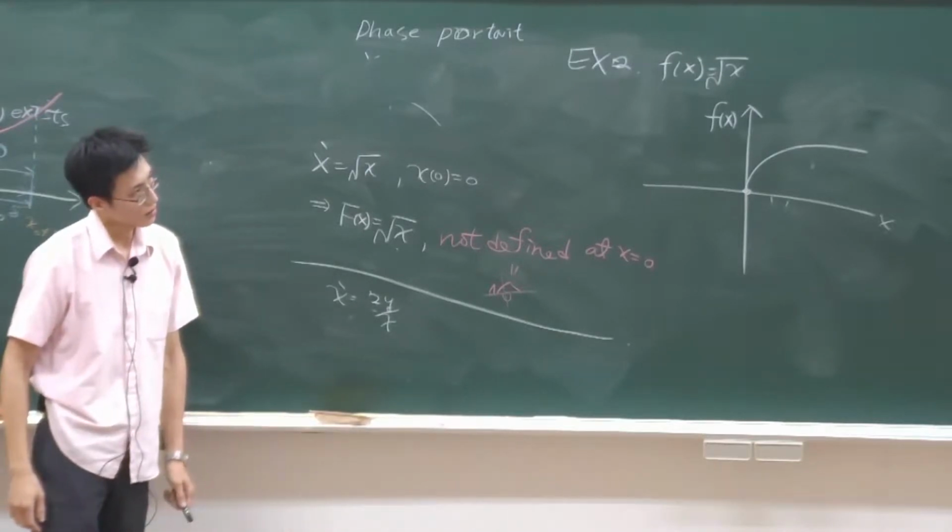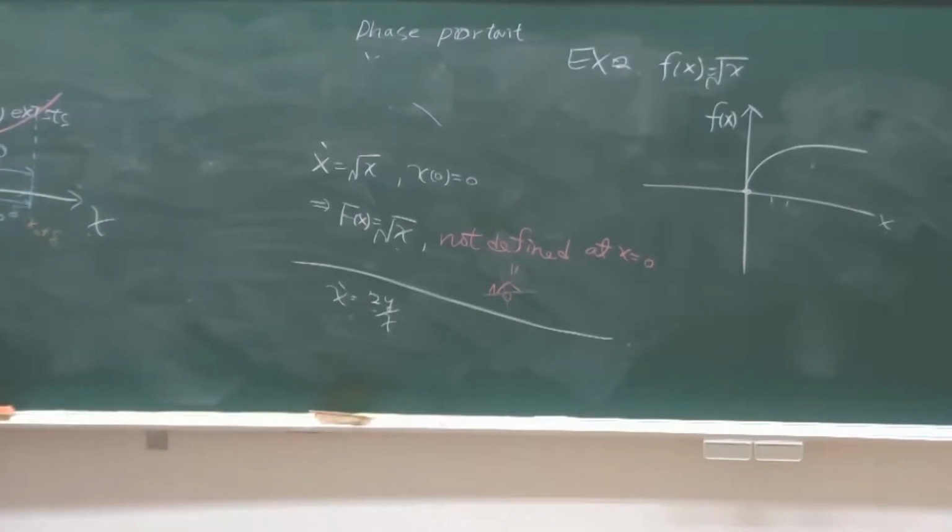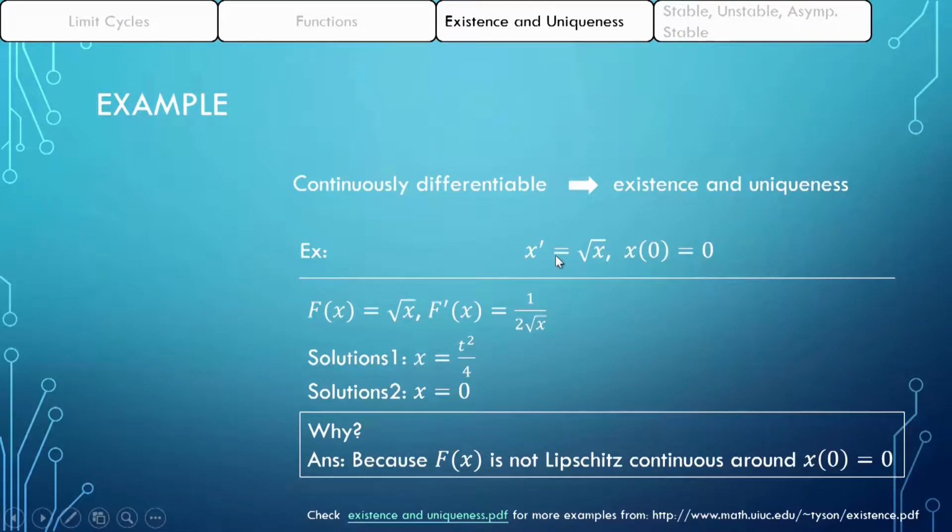Maybe let's go back later. So given this dynamics, if the initial condition is 0, you will have two solutions. One is 0, always at 0. So it doesn't move. If you start from 0, it always stays at 0. Another solution is x equal to t squared divided by 4.